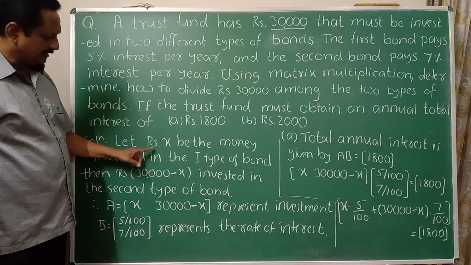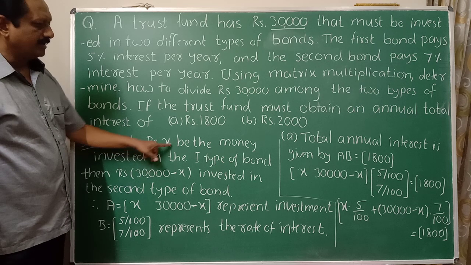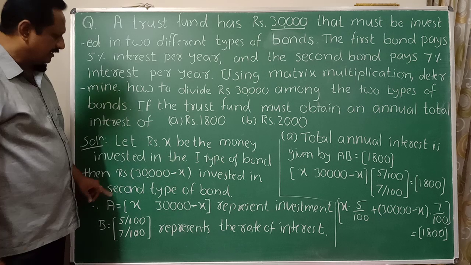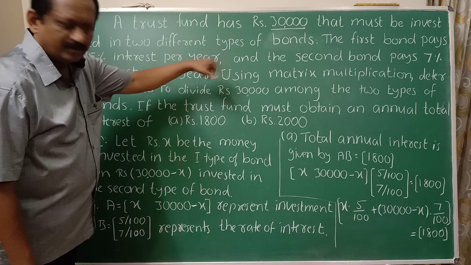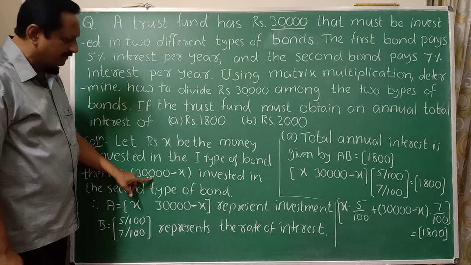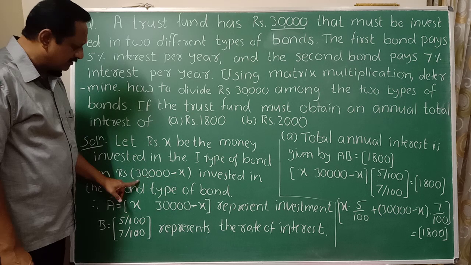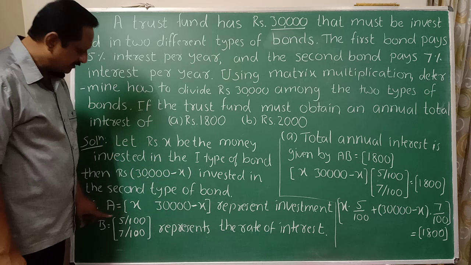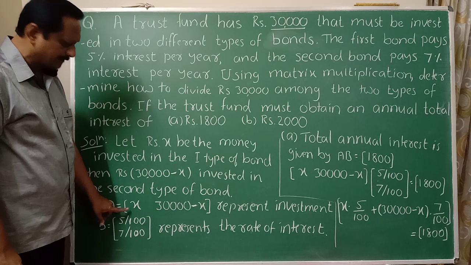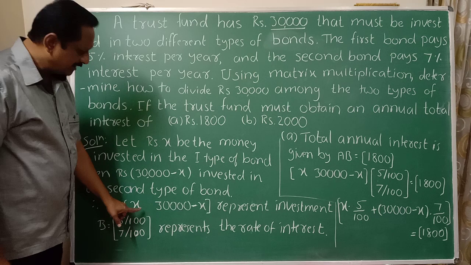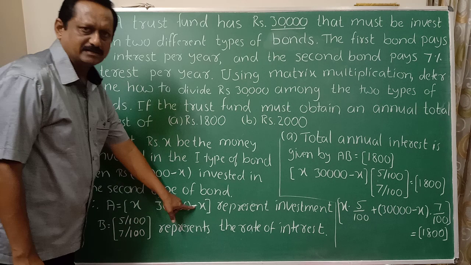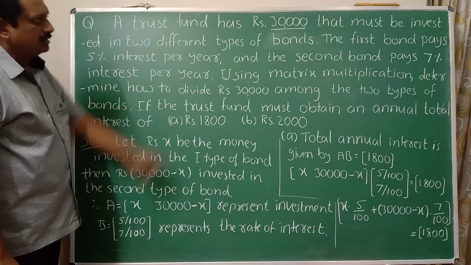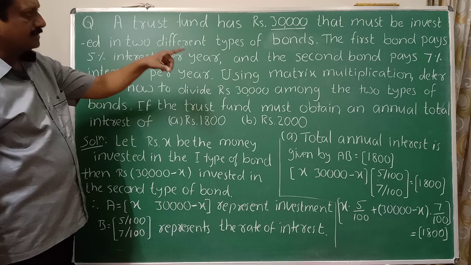Let X be the amount invested in the first type of bond. Then he has 30,000, so the remaining amount, 30,000 minus X, is invested in the second type of bond. Therefore take A equal to the row matrix [X, 30,000 minus X]. It represents the investment.